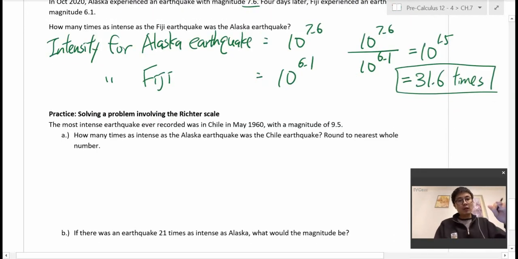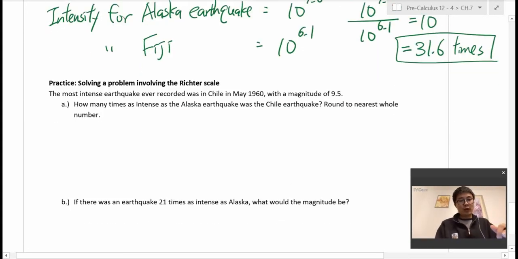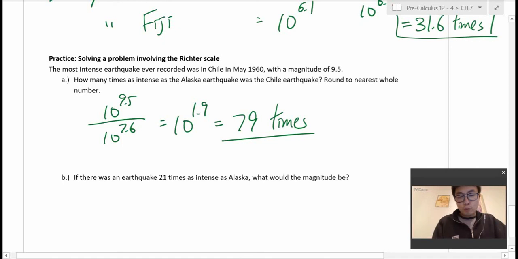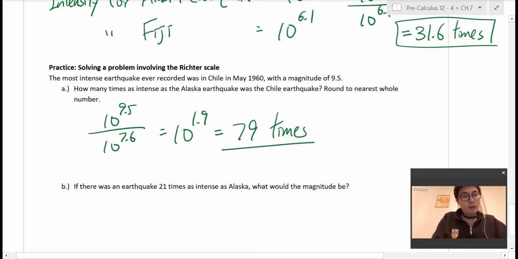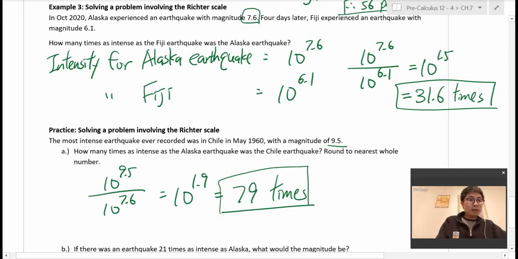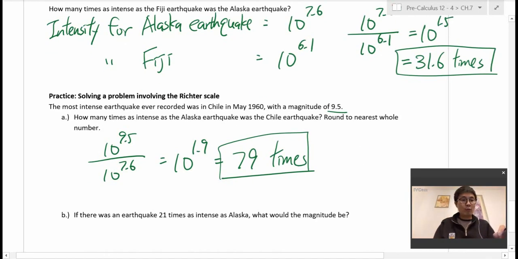So here are two questions for you to try, and I'll show you the answer in a bit. Good luck. Okay, I'll show you part B. I will do part B together, actually. So part A, how many times as intense? You can see the magnitude in Chile was 9.5, but the one in Alaska was 7.6. So the difference in magnitude is only 1.9, but it's actually 79 times as intense. So it's quite a bit stronger, even though the magnitude only shows a 1.9 difference.